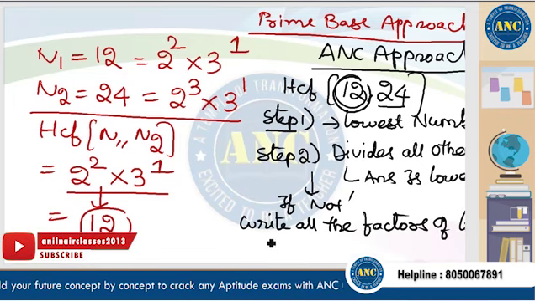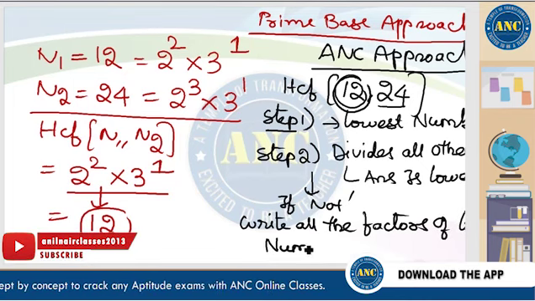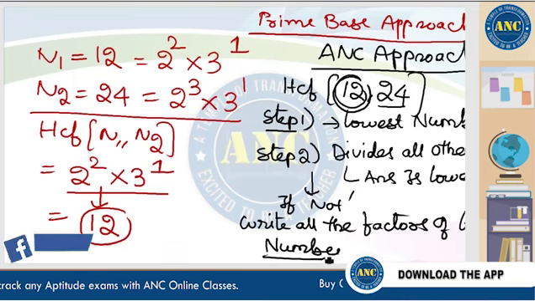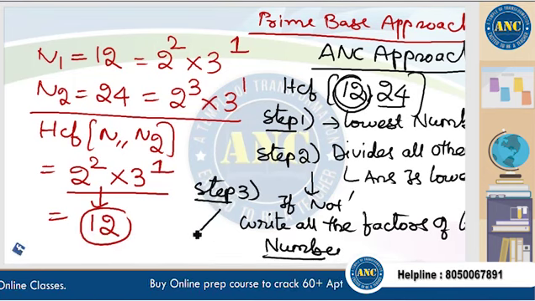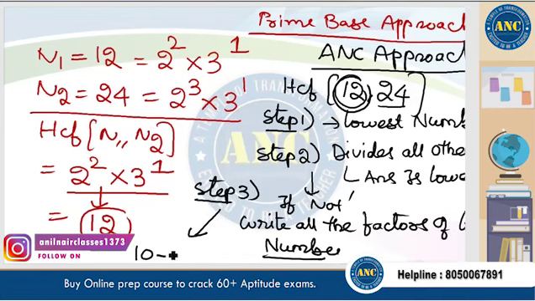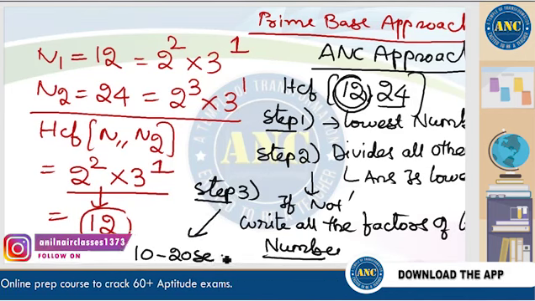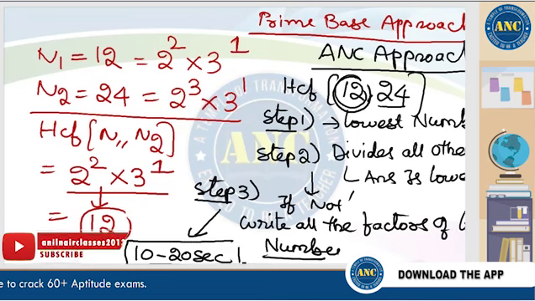If not, write all the factors of the lowest number. We will do as many problems as possible. It's a simple 3-step approach. By knowing this approach, in 10 to 20 seconds you will get the answer. No need to find HCF, prime basis and everything.